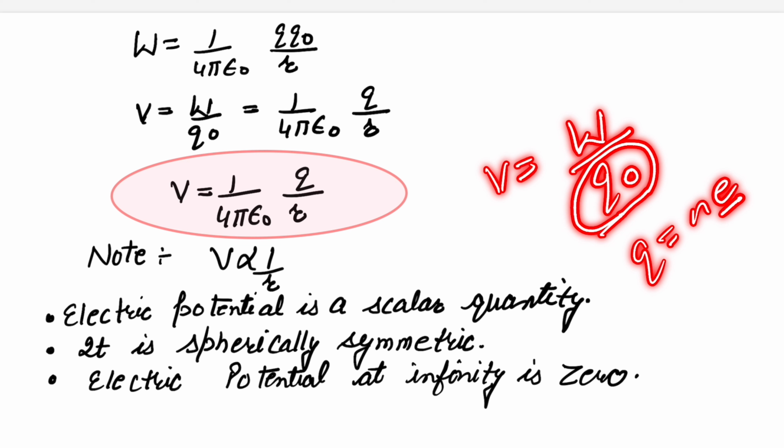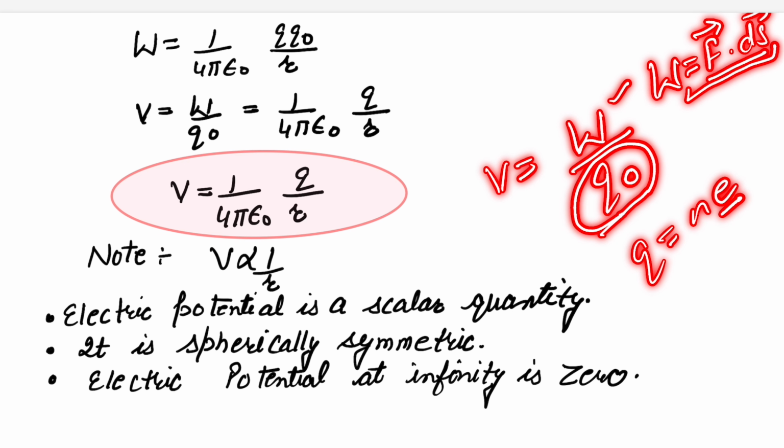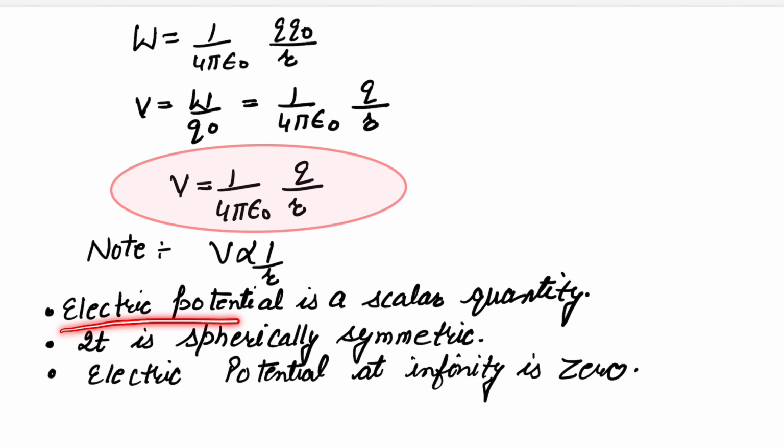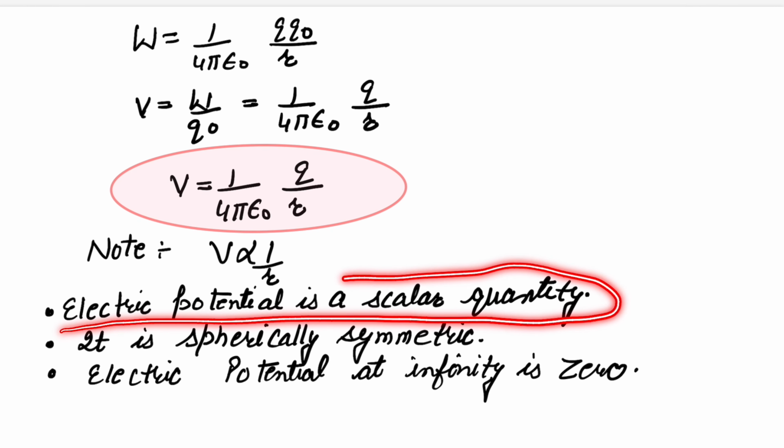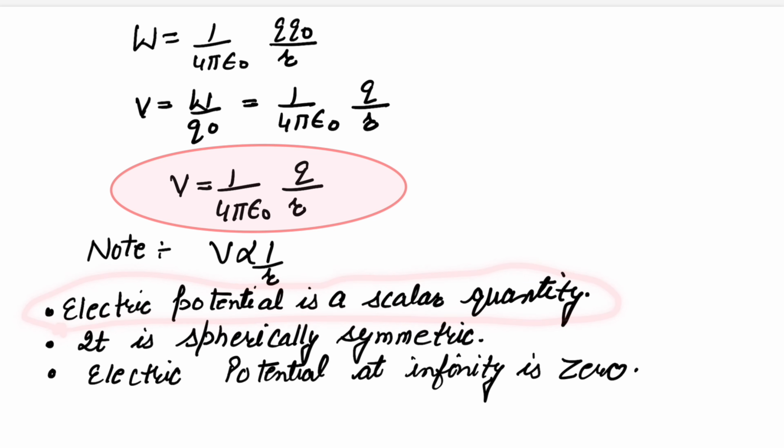It's a scalar quantity. While work is the dot product of the force vector and the distance, and the dot product of two quantities always gives an answer which is a scalar. So electric potential is a scalar quantity. Note this: electric field is a vector quantity. It has a direction, while electric potential is a scalar quantity.